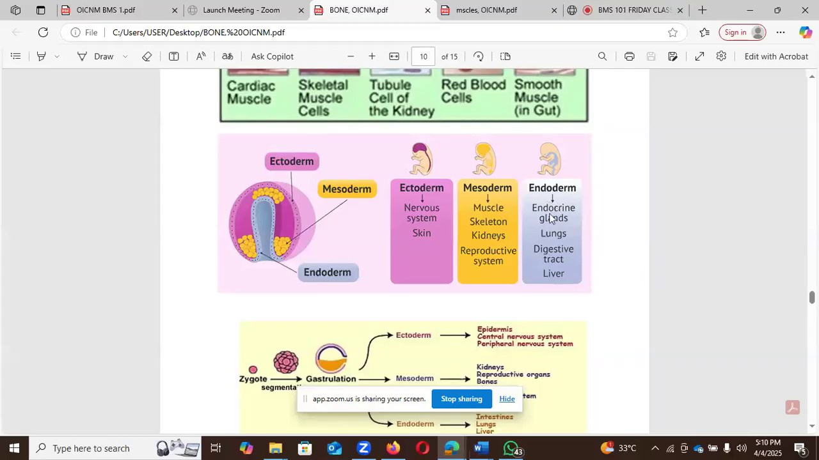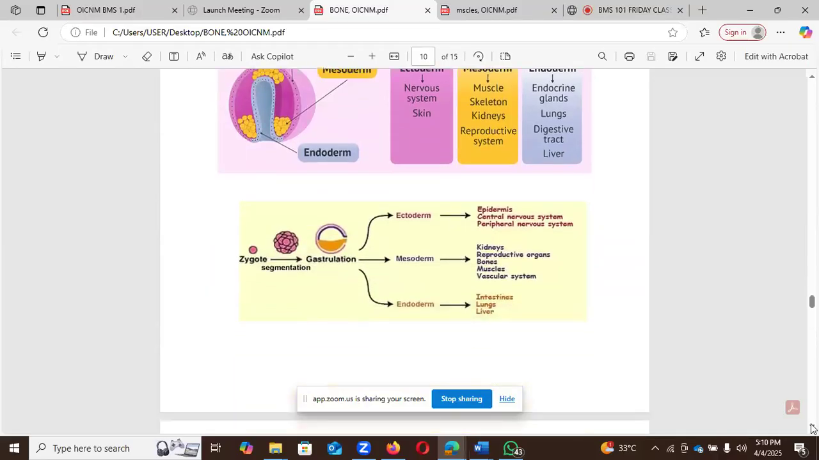You can see the other layer, the endoderm. What comes from endoderm? Endocrine organs, the lungs, the digestive system, the liver is derived from the endoderm. The ectoderm gives the brain and the spinal cord, and the skin and the fingernails are from the ectoderm. So this is just to buttress this.